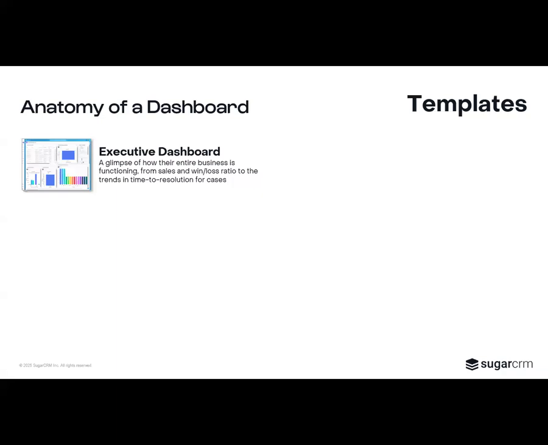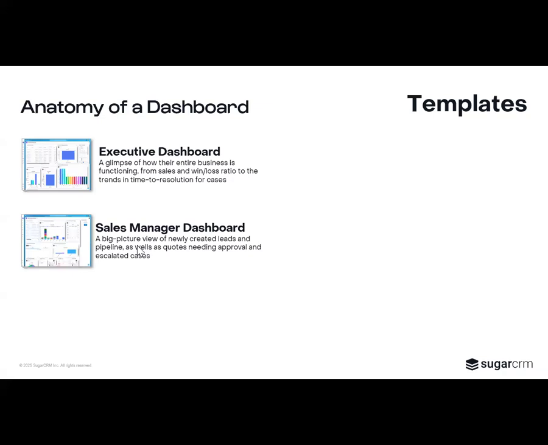So at a very high level, sales managers are going to see somewhat of a big picture idea of newly created leads, more the numbers, right? Not necessarily the actual data behind it. What the pipelines look like for specific users or their specific teams. They may be over more than one team. They may need to see different things as well as quotes needing approval and escalated cases.